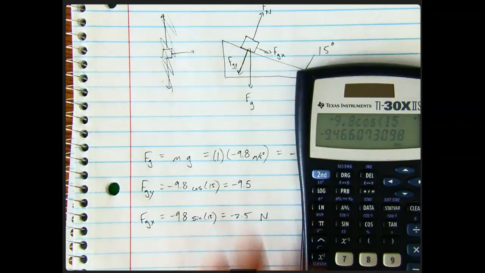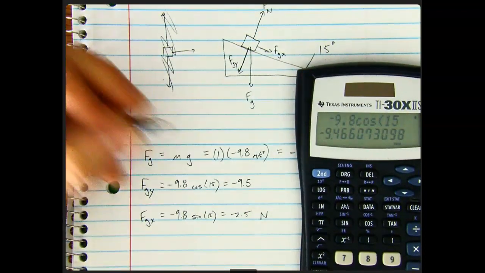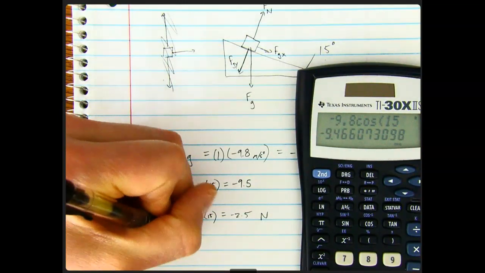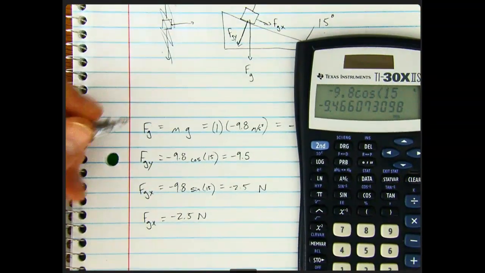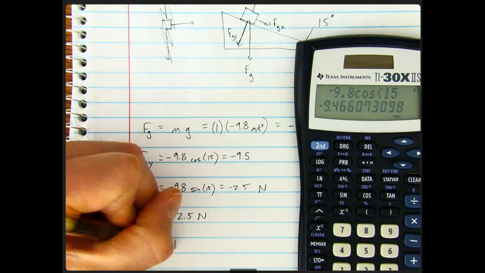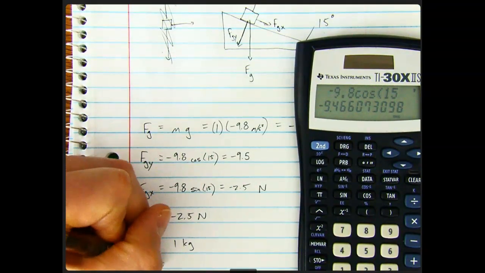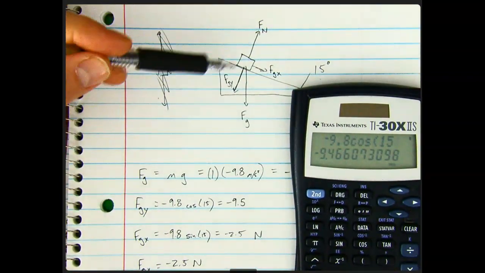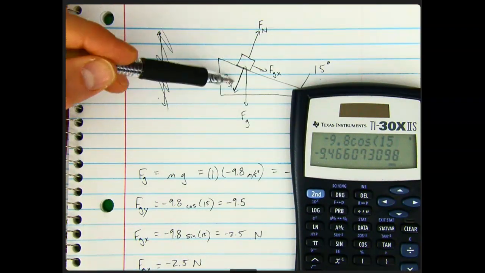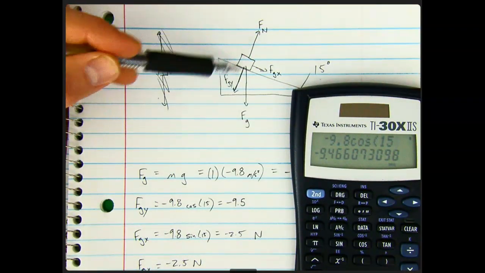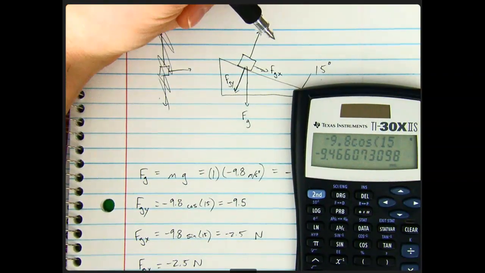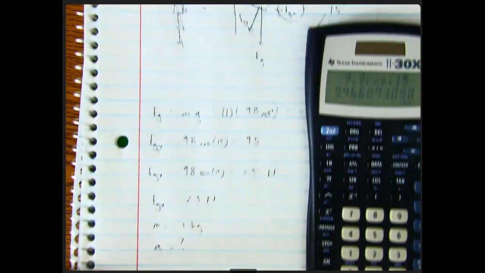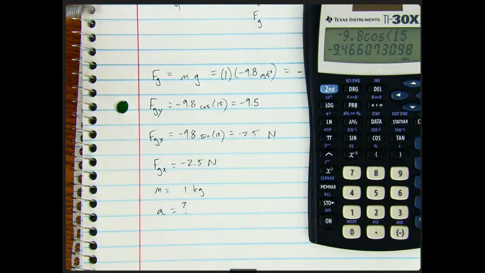All right, and then going back to the question of, what is the acceleration of the block? Well, we know that the force of gravity in the x direction is negative 2.5, and we know that the mass of the object is 1 kilogram, and we're trying to find the acceleration. What we know from our picture here is that the normal force and the force of gravity in the y direction will cancel out, so we don't need that in our calculation. The only force that's related to our net force is the force of gravity in the x direction.